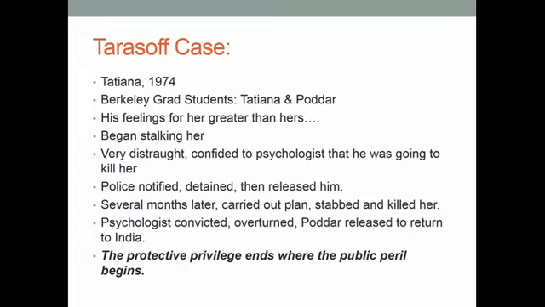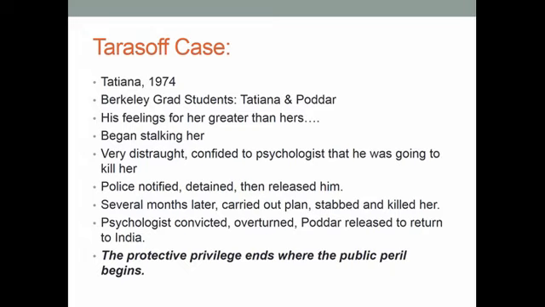There was a grad student from Berkeley, Tatiana Tarasoff. In 1974, she was a grad student there, and she met up with a gentleman named Poddar. They were both grad students. His feelings for her were greater than hers. Oh, surprise, this is always an unequal situation, or frequently at least. And he began stalking her.